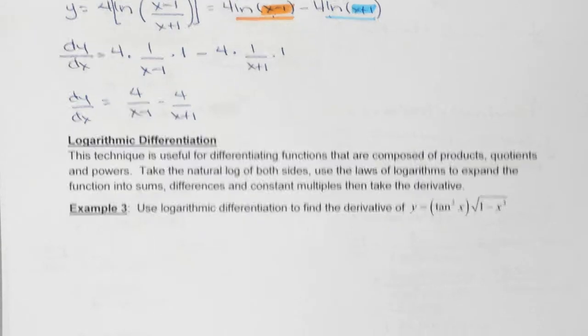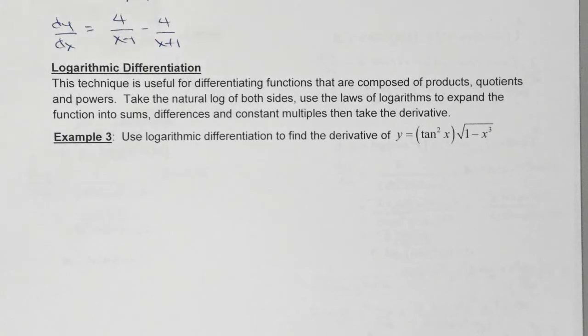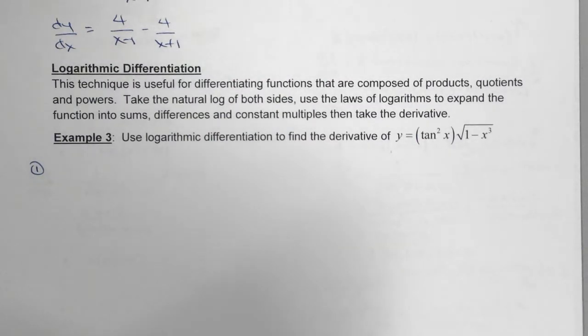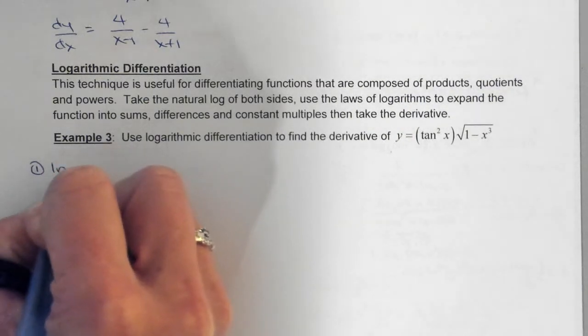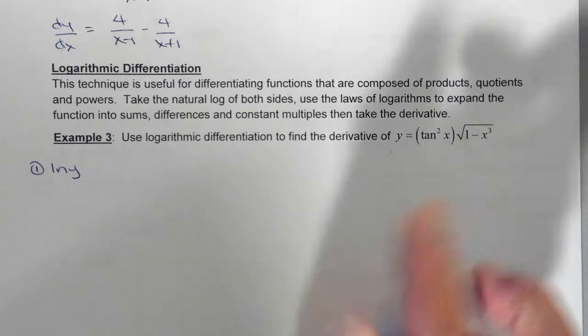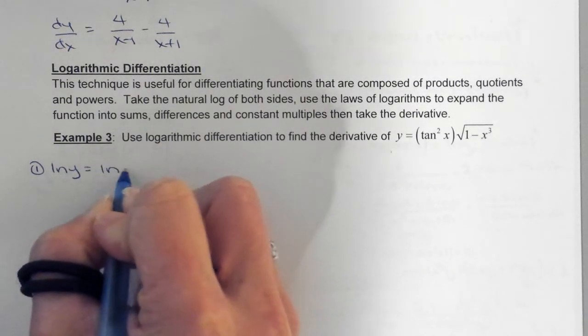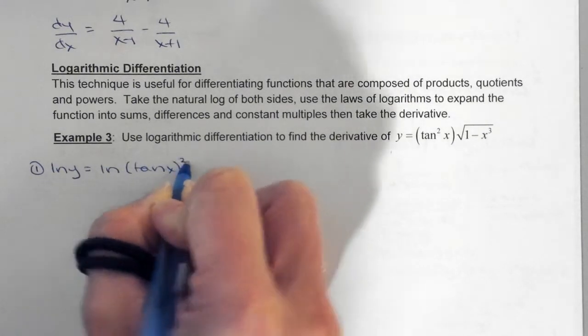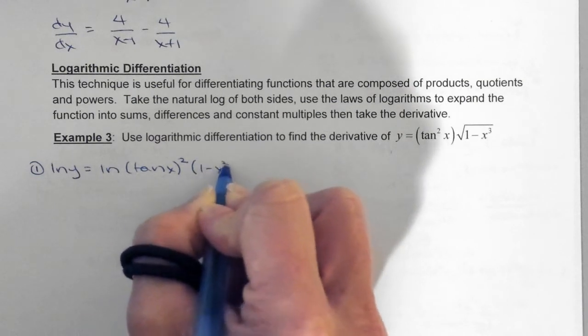There is the logarithmic differentiation, which these problems don't come up a ton, but you just have to know that you can do this. So in the first step, I'm going to take the natural log of both sides. That allows me to use my properties of logs to expand, so I can make my problem easier. So I've got the natural log of y, because what you do to one side, you have to do to the other, is equal to the natural log of the quantity of the tangent of x squared times 1 minus x cubed to the 1/2.